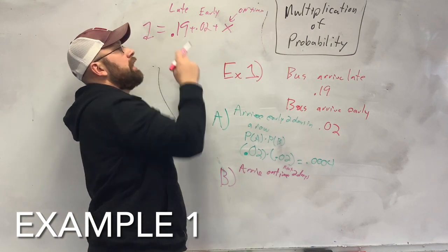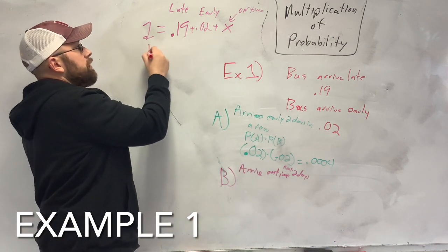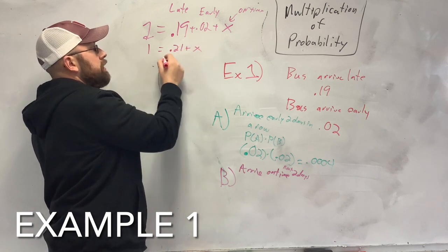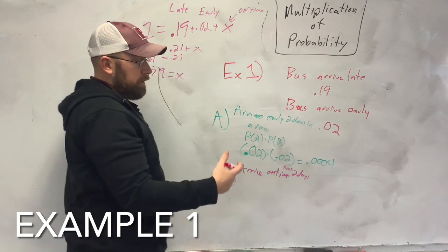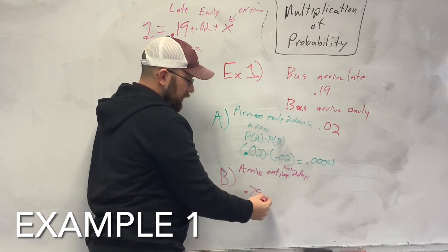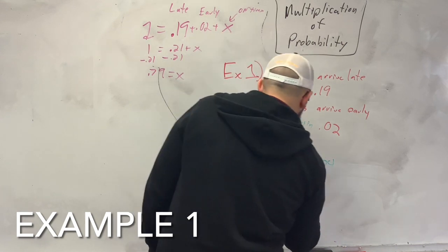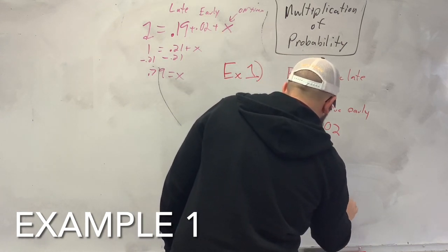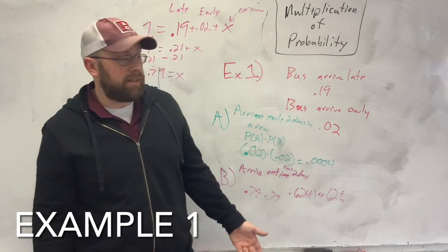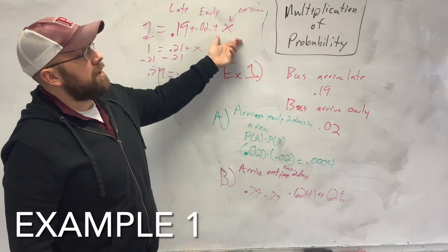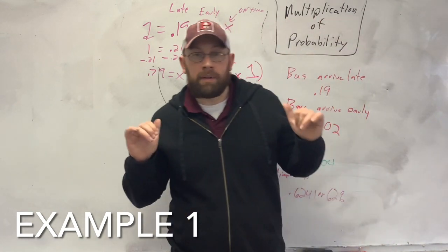If you have a 2% chance of being early and a 19% chance of being late, then the rest of the time it has to be on time. So that's our X. We have to figure out what it is. So 1 equals 0.21 plus X, minus 0.21 on both sides, to get 0.79 equals how much it's on time. So to arrive on time the next 2 days, it's 0.79 times 0.79, and you get 0.6241, or 62%. The chance of that bus arriving on time the next 2 days is 62%, because once you find out the percentage of time it comes on time, you just multiply it by the two events. And that's example number one.